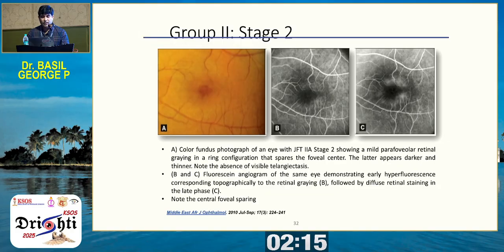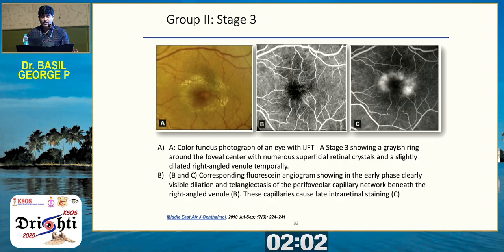Now, this is the stage 1 in which you see no clinical abnormality and the FFA shows late leakage. This is the stage 2 in which you see a grayish sheen over the parafoveal area, and the FFA shows early hypofluorescence, and its late phase shows diffuse retinal staining. In stage 3, there are numerous superficial retinal crystals and vessels ending in right angle venules. And the FFA shows visible dilatation and telangiectasis of the perifoveal capillary network beneath the right angle venule, and late intraretinal staining.